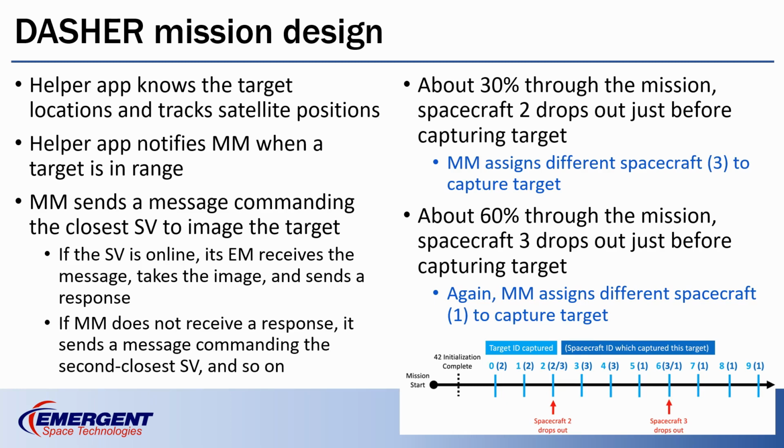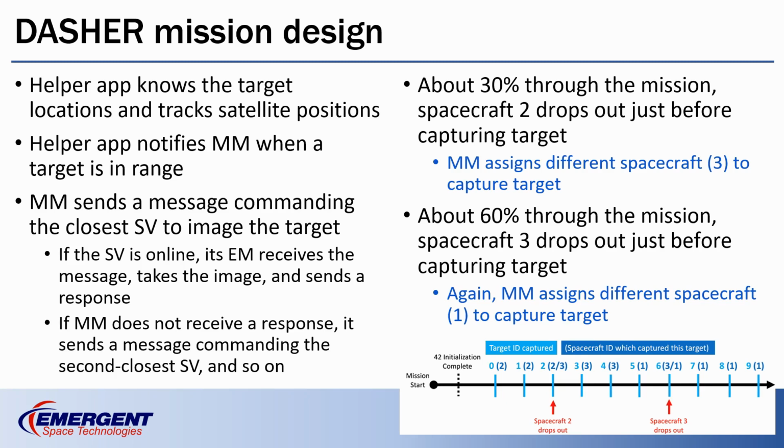To simulate failures, we're actually just going to kill the applications on some of the boards during the mission as it runs. In this current mission, we have a dropout of spacecraft 2 about 30% of the way through the mission, and then a subsequent dropout of spacecraft 3 about 60% of the way through the mission.